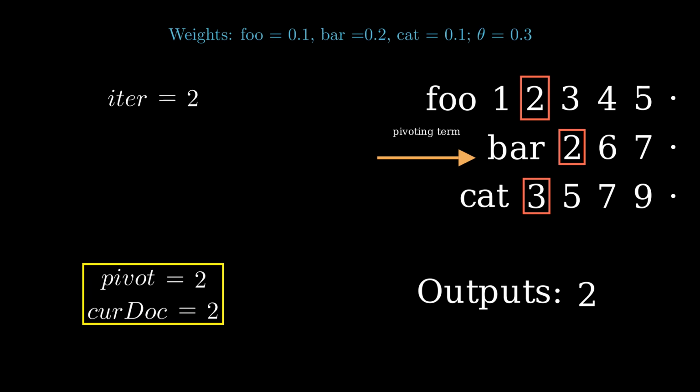If the pivot is no greater than the current document ID, we will pick any term up to the pivoting term and increase its pointer so that it points to an ID larger than the current document ID.